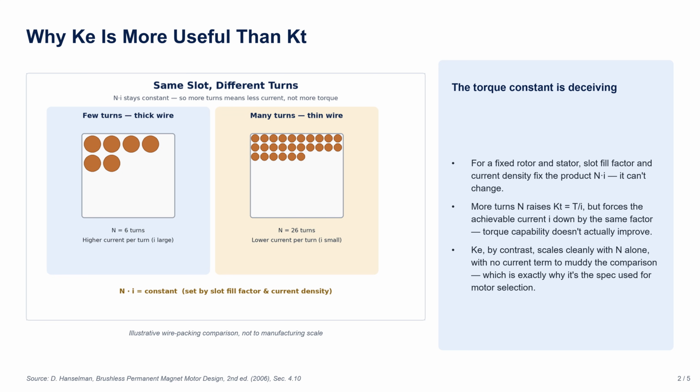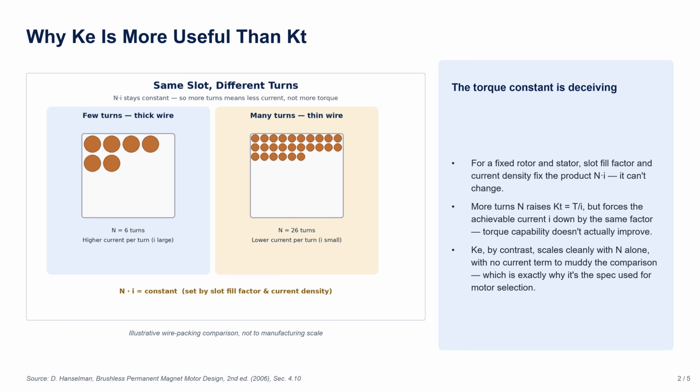Look at this diagram. On the left, a slot wound with 6 thick turns. On the right, the same slot wound with 26 thin turns. Both slots have exactly the same cross-sectional area, the same fill factor, the same current density, and that's the key. For a fixed rotor and stator, the product N times I is locked by the slot fill factor and the current density, it cannot change.